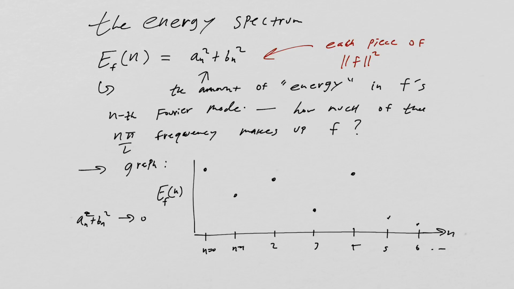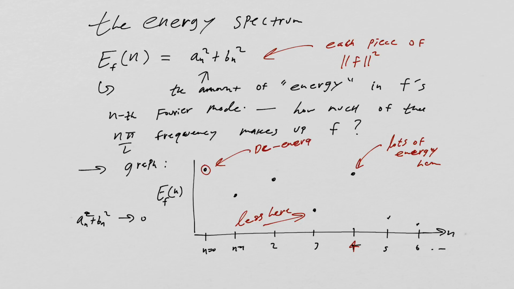Like that. And the idea here is that basically, at that fourth mode, there's lots of energy here, and of course less here. And this is a special one that's called the DC energy, and that's of course the A0 mode.